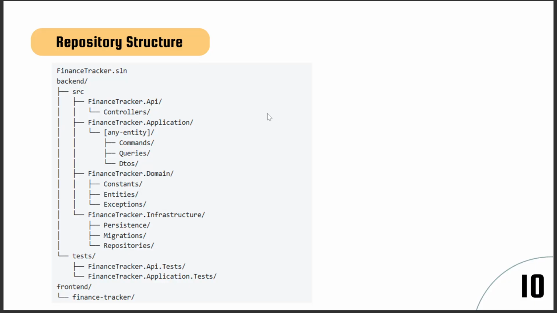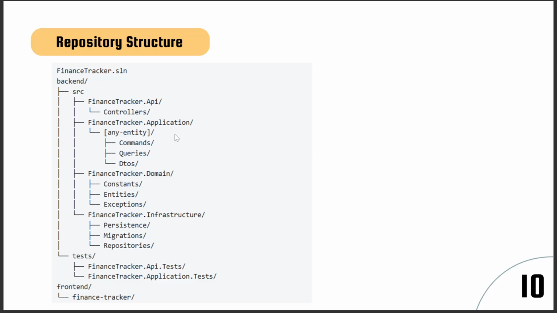As our GitHub repository is a monorepo, we have separate directories for backend and frontend. For the backend, we have a source directory and a test directory. In the source directory, as we have implemented the clean architecture, we have 4 different projects. The first one is the API project, which basically contains the controllers. Then we have infrastructure, which contains the logic related to data persistence, the implementation of repositories, and database migrations.